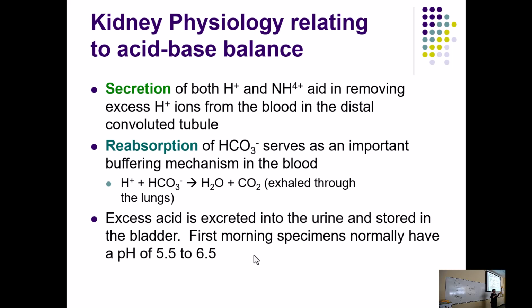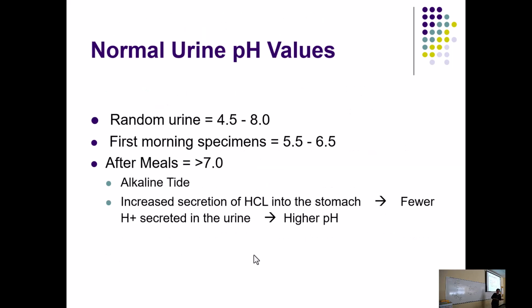So the body will secrete it into that distal convoluted tubule, or the body will reabsorb it. Like if the pH starts getting a little too basic, it'll be reabsorbing some of those hydrogen ions. Excess acid gets excreted into the urine and stored in the bladder. That's why our first morning specimens tend to be a little more acidic, because overnight our body's just kind of excreting those extra hydrogen ions that we're not utilizing.